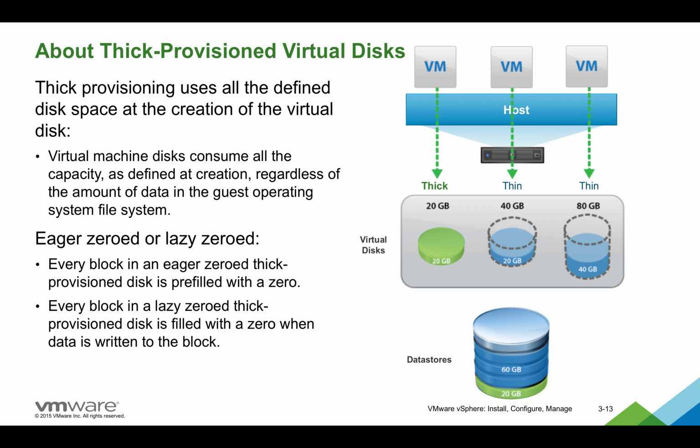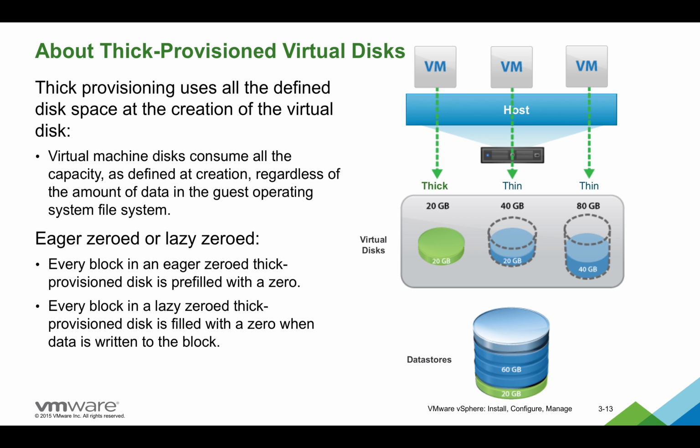So with both types, the space is set aside. This is thick provisioned. However, with lazy zeroed, each block on the disk is only filled with a 0 at the time the disk is written to the block. Now, the downside is this can cause some I/O latency due to the zero write activity on a busy disk, such as an Exchange database server.